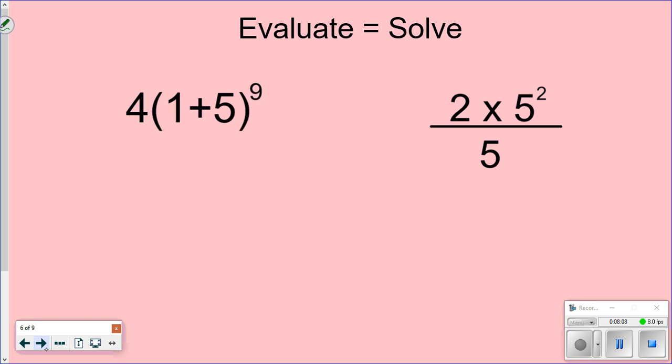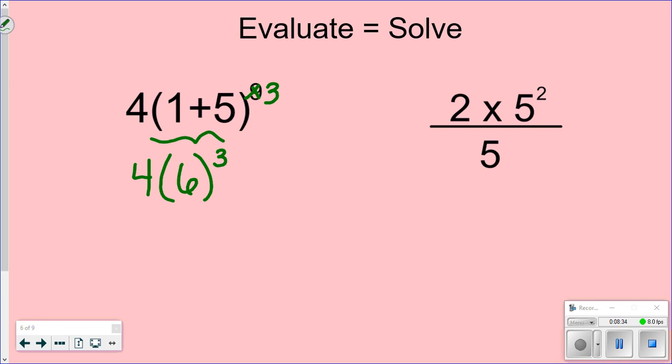All right, so the first thing I'm going to do in the first one is my parentheses. So I'm going to rewrite it. It's going to be 4, and then 6, and then a 9. Ooh, you know what? Let's not make it a 9. That's going to be a crazy high number. Let's change it to be an exponent of 3, because it's way high.